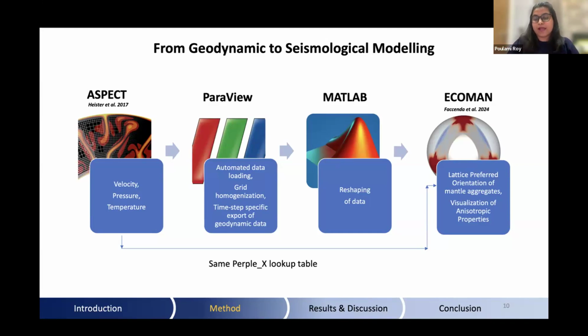EcoMan has been developed mainly by Manuel Faccenda and others. EcoMan and ASPECT can use the same structure of perple_x lookup table, so in this way they are coupled. From EcoMan, we can compute the lattice preferred orientation of mineral crystals, and it also has some modules which help us visualize the computed anisotropic properties in gridded format.